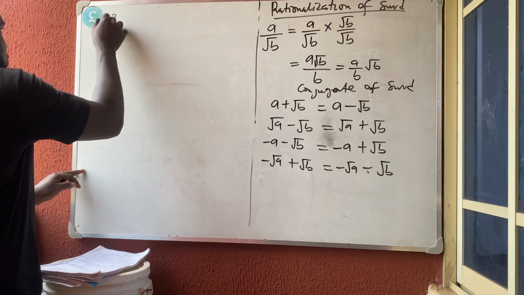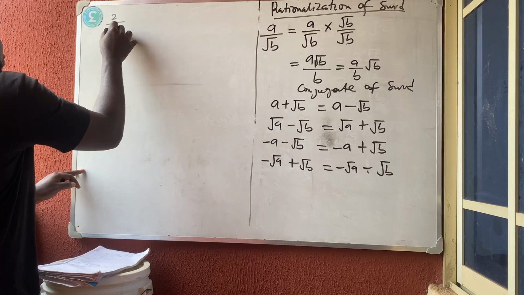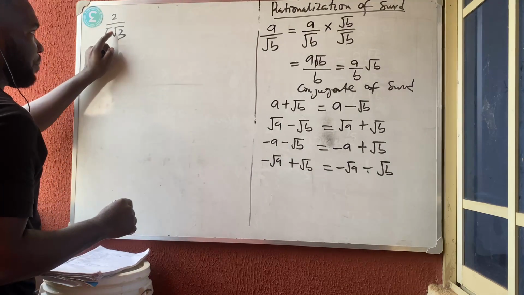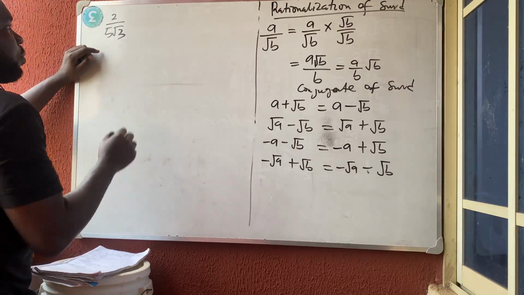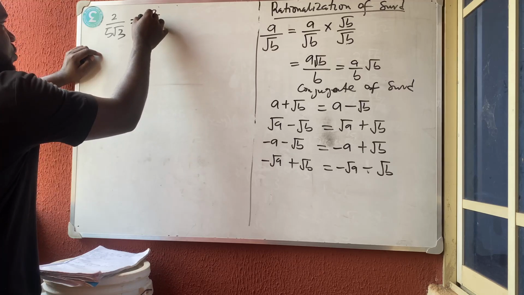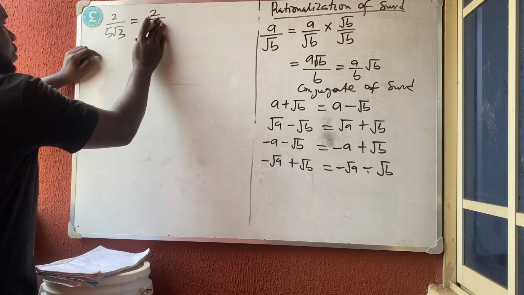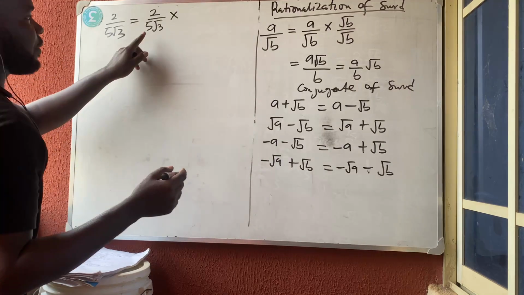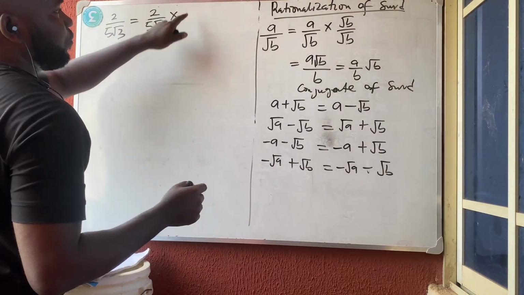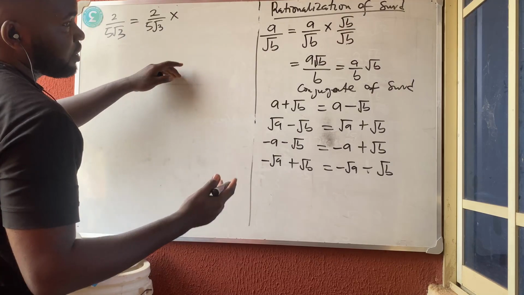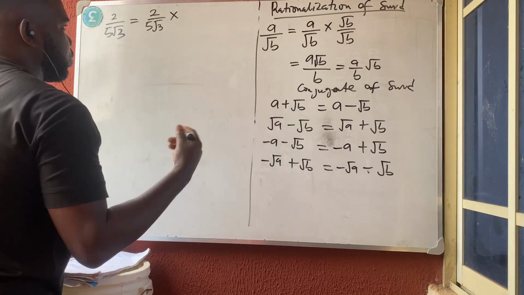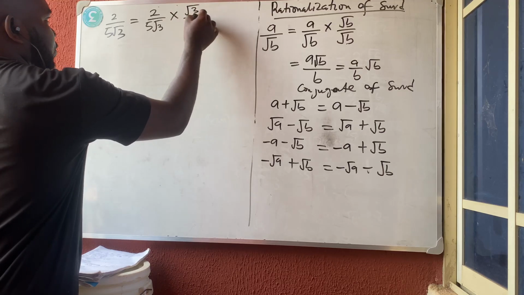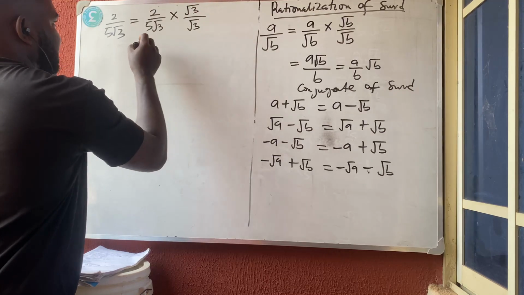Look at this one, 2 over 5 root 3. This one is not being separated by addition or subtraction, so we are not multiplying by the conjugate. The answer is 2 over 5 root 3, the question, times. Some people make the mistake of saying 5 root 3 over 5 root 3. It's not really a mistake, you get the same answer, but it's a waste of time. Use only the surd, which is what? Root 3 over root 3.